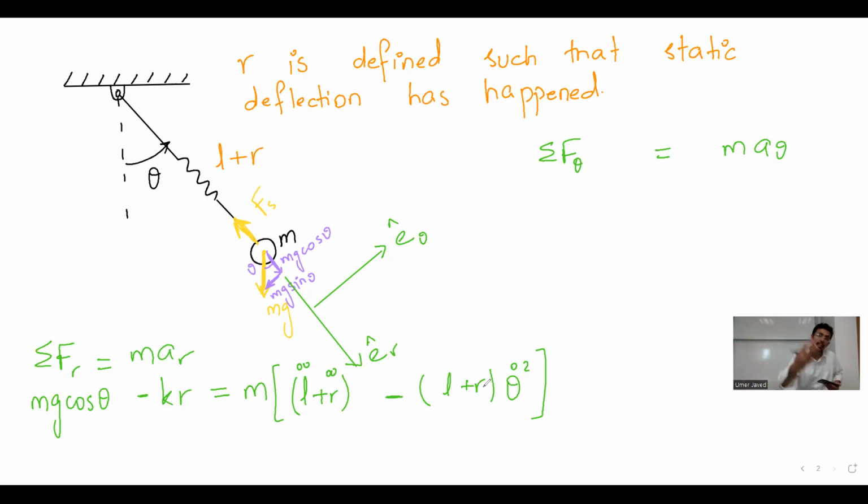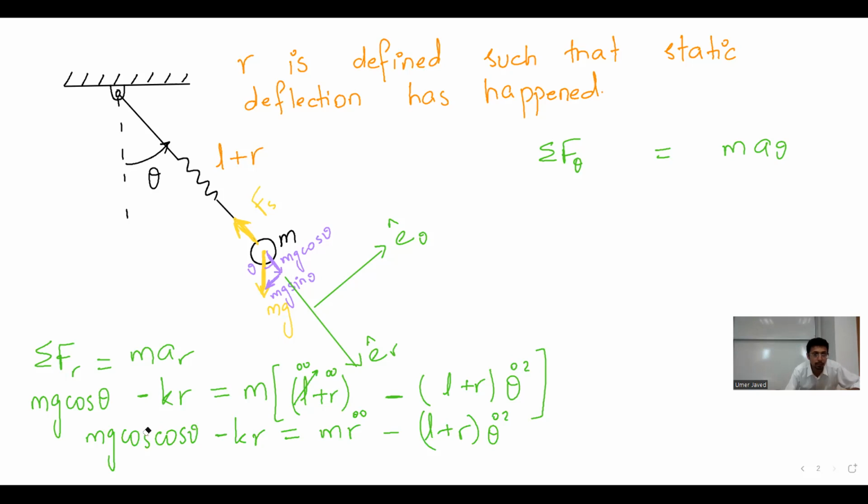Now I have to ask you the next question. In L plus r, what exactly is your variable? The r, because the L is something constant. Okay, so you will actually remove this chunk and you will have a very nice, beautiful equation within the next 30 seconds. mg cos theta minus kr equal to m r double dot minus L plus r theta dot square.